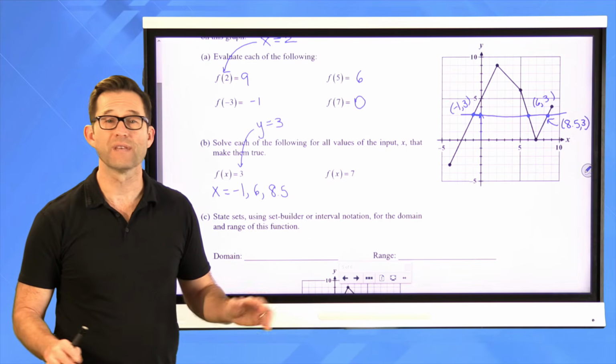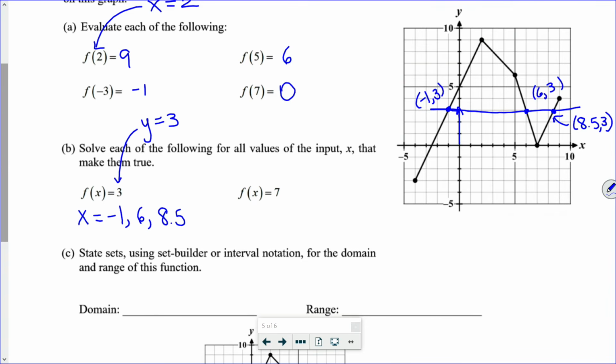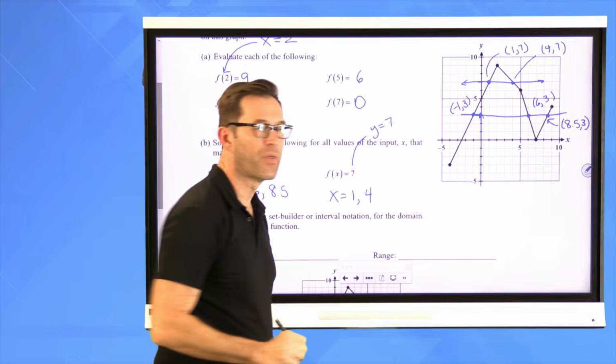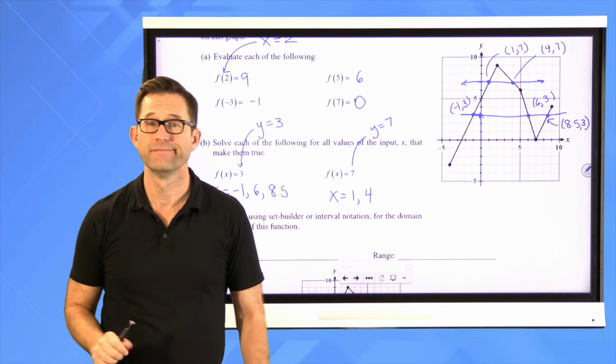All right, I'm going to do exactly the same thing. Again, this is a y value of 7, so I'm going to go up here to 7 and just draw a horizontal line in. Those are all going to be the same y values. Here's one point, here's one point. This is at (1, 7). This is at (4, 7). And so x equals 1 and 4 both solve that equation.